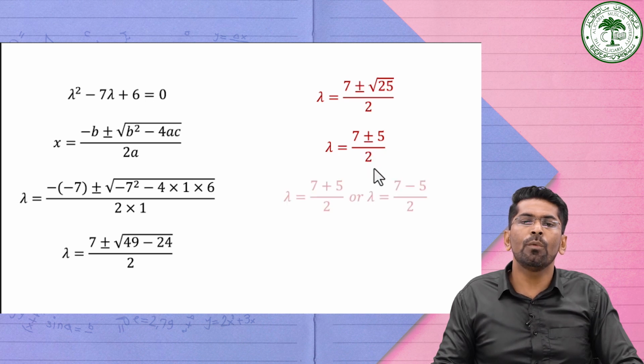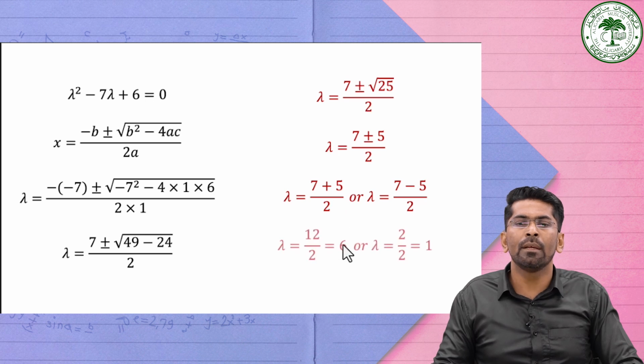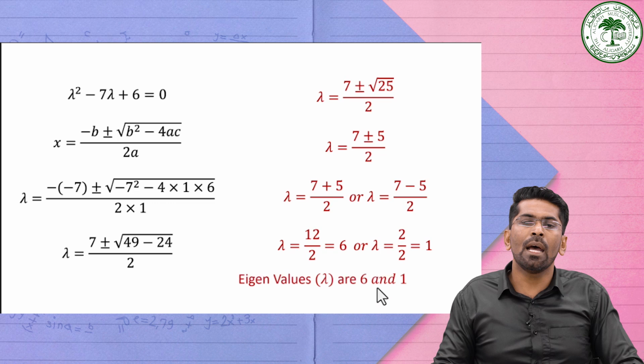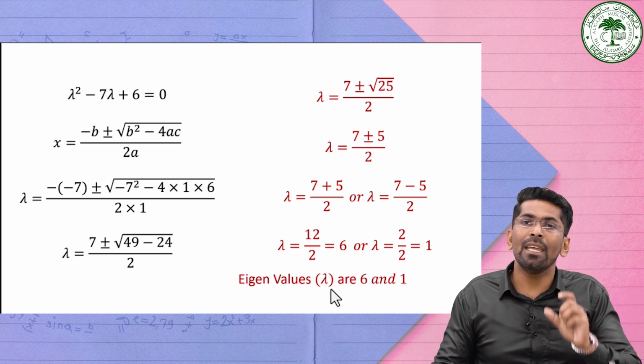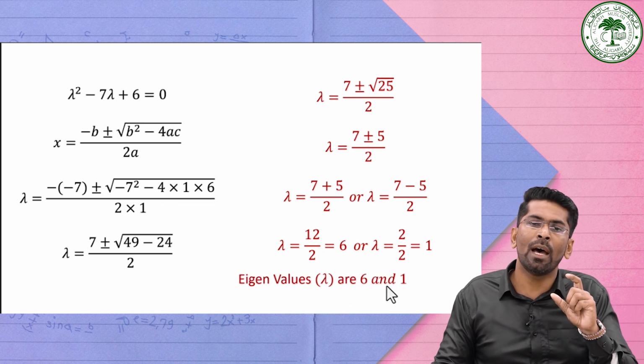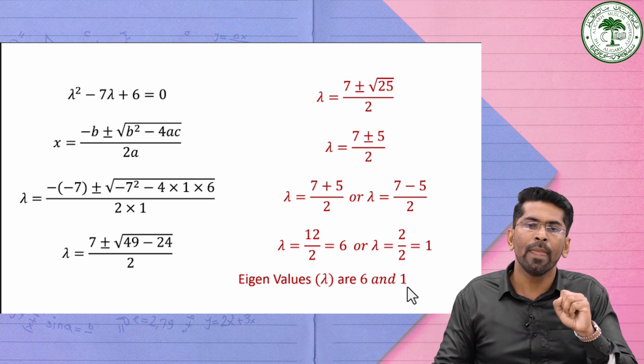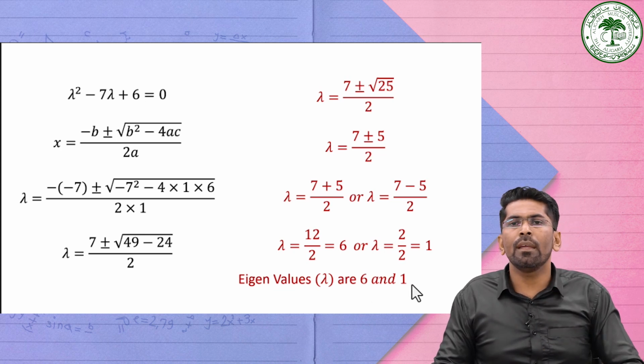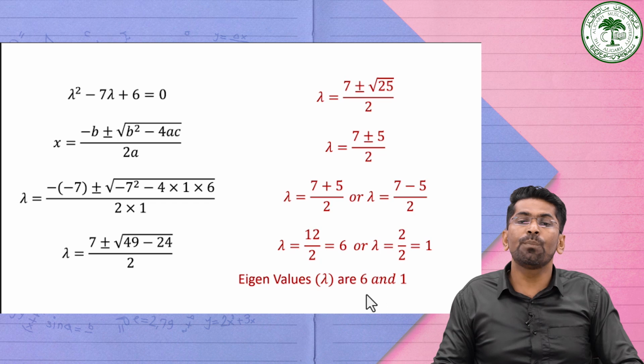So we have two lambda values: one is 7 plus 5 divided by 2 and another is 7 minus 5 divided by 2. Simplifying, lambda is equal to 12 divided by 2, which is 6, or lambda is equal to 2 divided by 2, which is 1. These are the eigenvalues, so the eigenvalues are 6 and 1. Now we are going to find the eigenvectors corresponding to the eigenvalues 6 and 1.